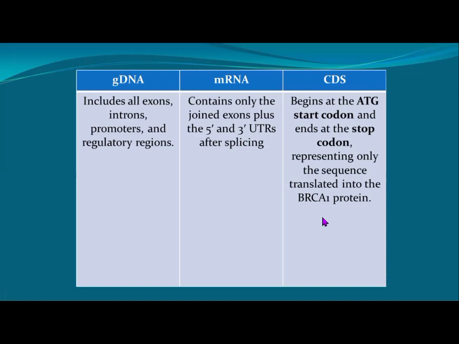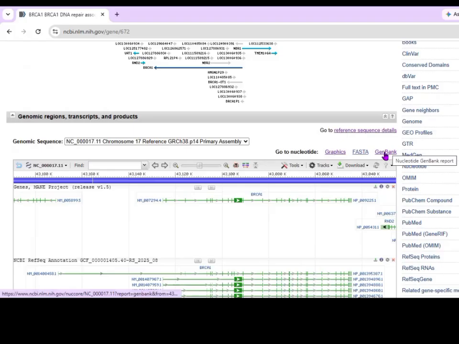So this is the main difference between genomic DNA, messenger RNA, and coding sequence DNA. Why do we need to download them? Because all these DNAs have their separate roles. We can get different kinds of information from CDS, from messenger RNA, and from genomic DNA. For that, we will go under the genomic region section.